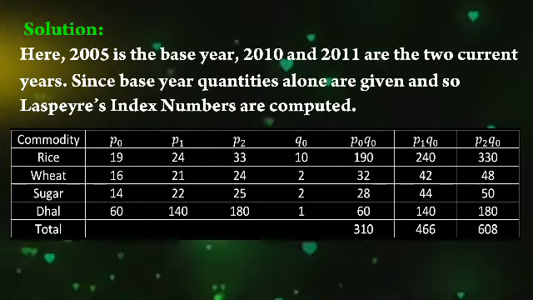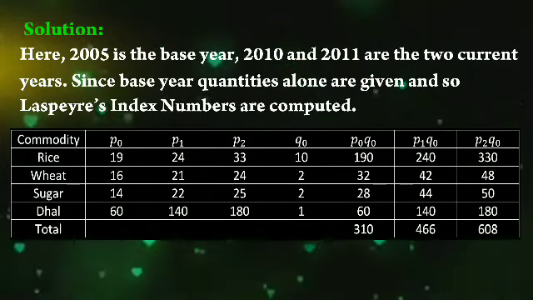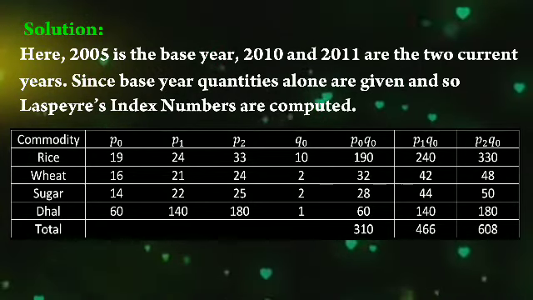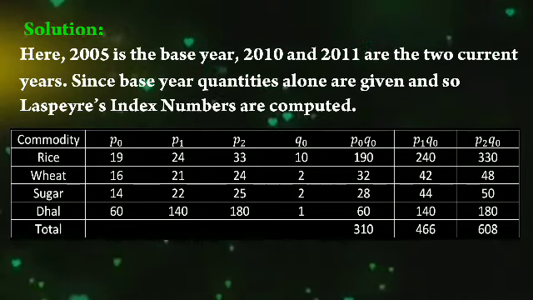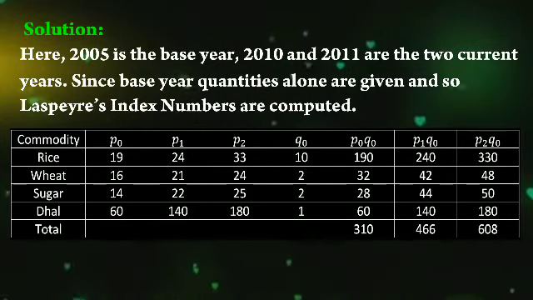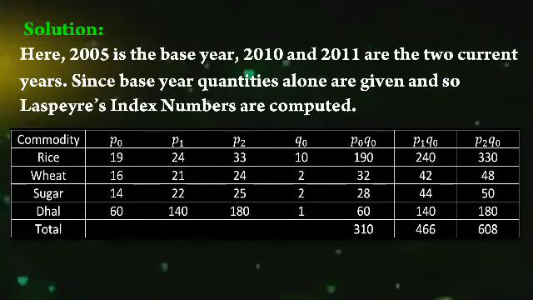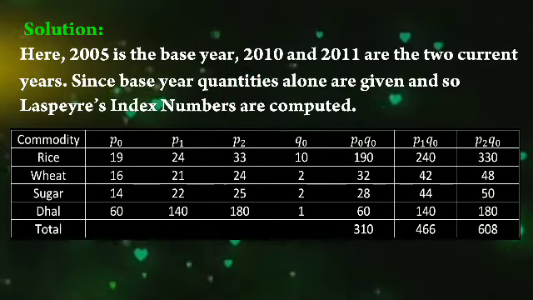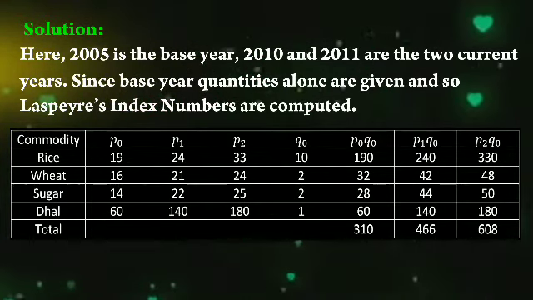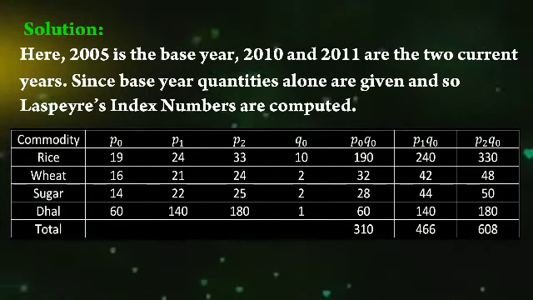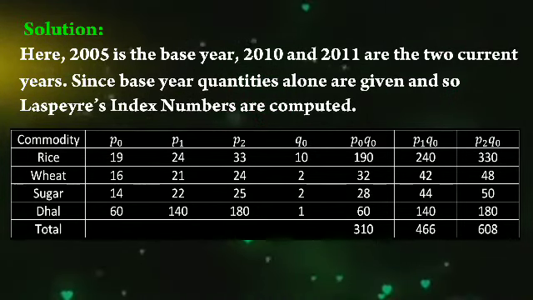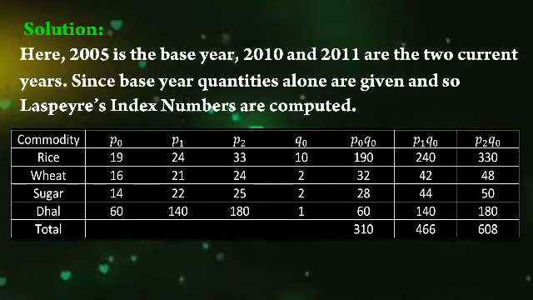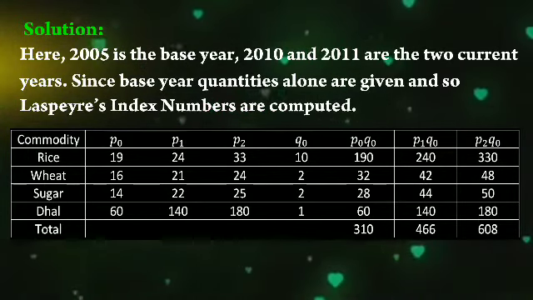In the second column, 2005 price values are given. 2005 is your base year and its price values are given, which is denoted as P naught. So P naught is your base year price value. Under P naught, copy the given data, that is 19, 16, 14 and 60. In the next column, P1 values, the current year price values are given, and the values are 24, 21, 22 and 140.